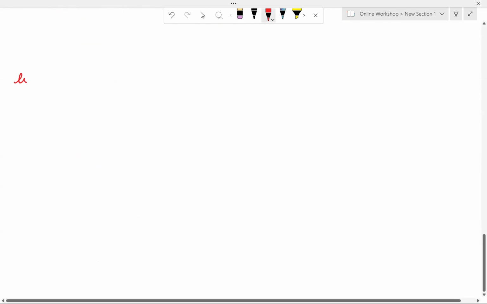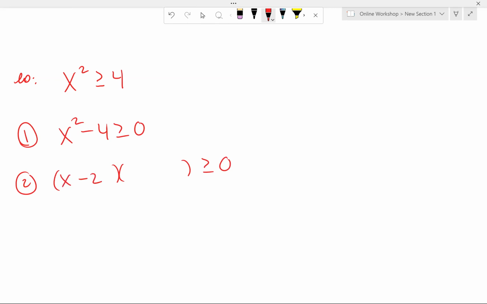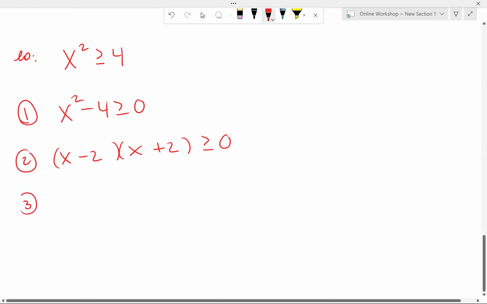Next example, x squared greater than or equal to 4. No, you cannot undo that by plus or minus the square root. It is non-linear. Set it to 0 by subtracting 4. This is a difference of two squares technique. So x minus 2 and x plus 2. My critical points are either 2 or a -2.